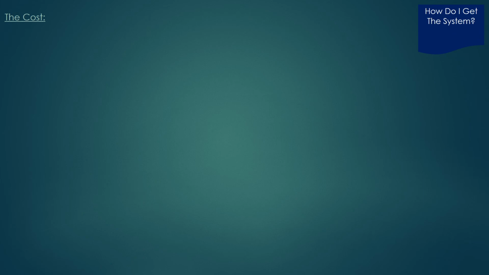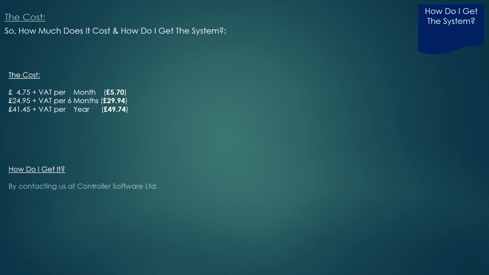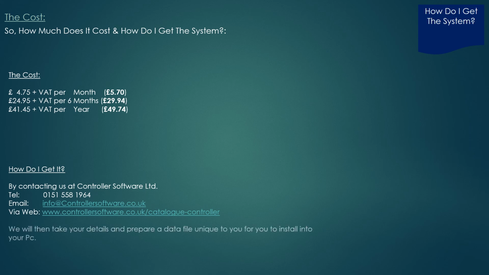So the big question, how much does it cost and how do I get the system? Well, the cost is the leased system and you can either pay $4.75 per month, $24.95 for 6 months, or $41.45 for a year. So how do you get it? By contacting us at Controller Software Limited on 0151 558 1964 or via email or through our website. We will then prepare a data file that's unique to you and to be installed on your PC.